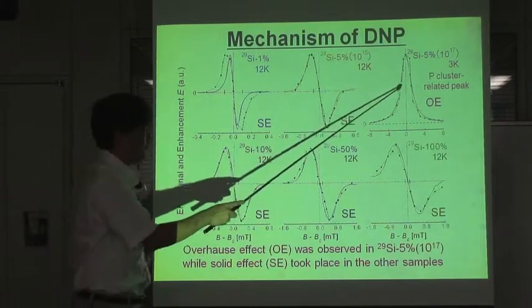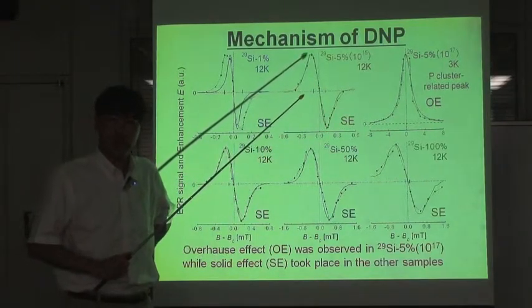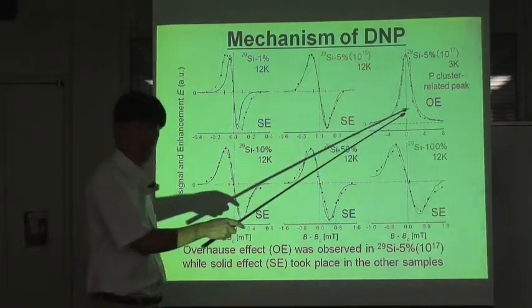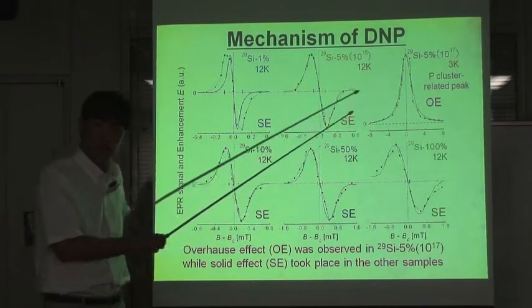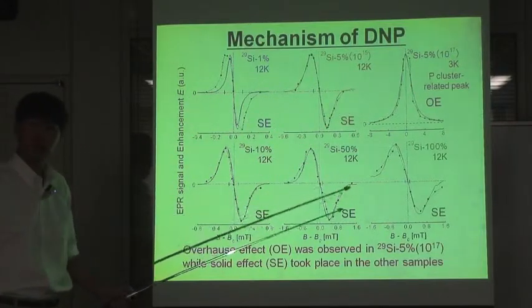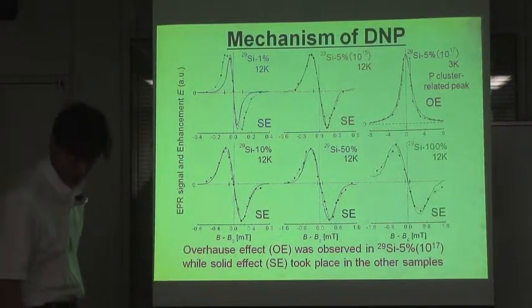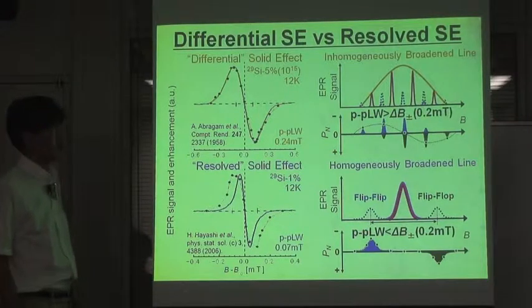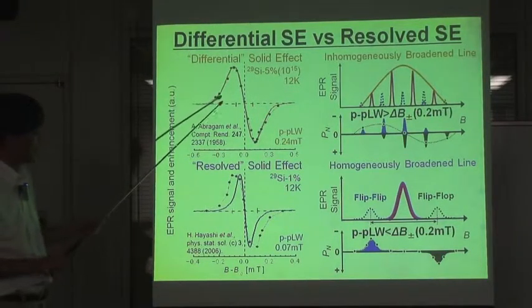Okay? This particular peak has completely different EPR and NMR magnetic field dependencies because it has a very different mechanism. To give you the answer, this is due to the Overhauser effect, and the rest are due to the solid effect. I'll show you that there are 2 mechanisms. So let me start with results of 2 samples. One with 29 silicon concentration of only 1%. The other with 29 silicon concentration of 5%. Here, let me start with this one.